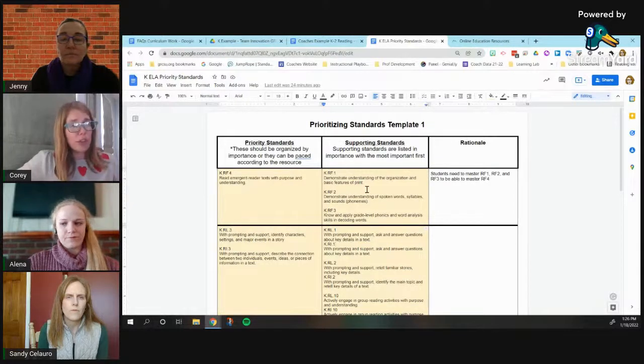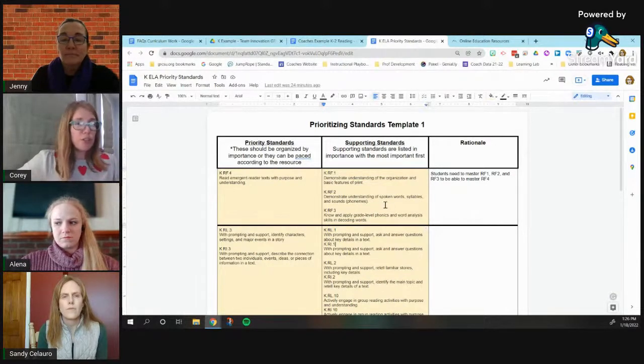So we looked at demonstrating understanding of the organization and basic features of text, really important for kindergartners to understand. Demonstrate understanding of spoken words, syllables, and sounds, knowing and applying grade level phonics and word analysis skills in decoding words, and then reading emergent reader text with purpose and understanding.